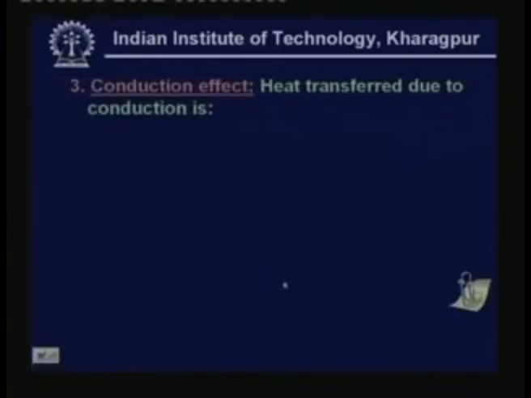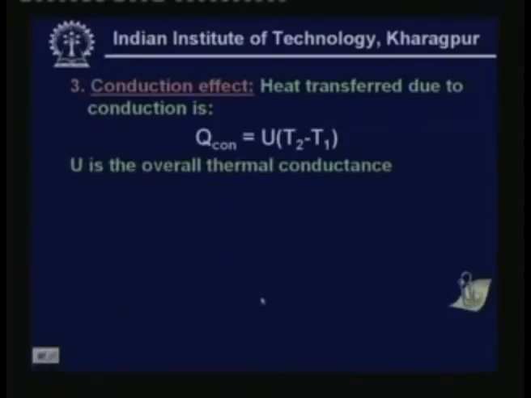The third effect is known as the conduction effect. When you are maintaining the junctions at two different temperatures, heat conduction takes place along the material, and this heat transfer rate is given by Q conduction is equal to U into T2 minus T1, where U is the overall thermal conductance and T2 minus T1 is the temperature difference.